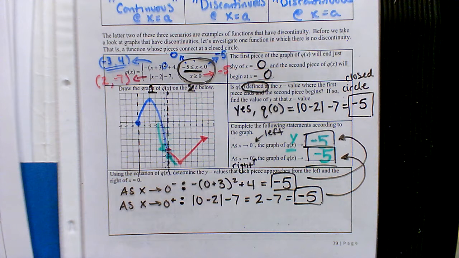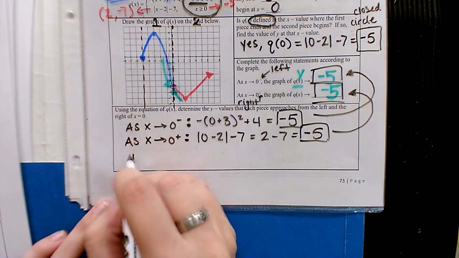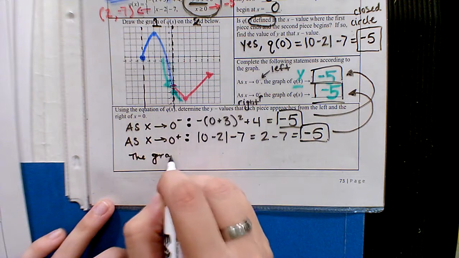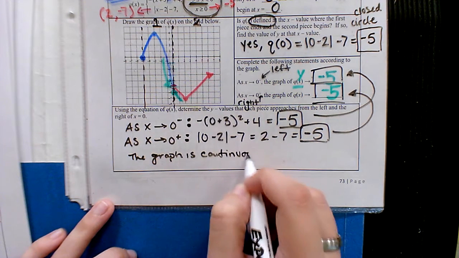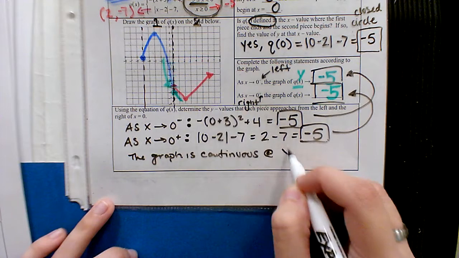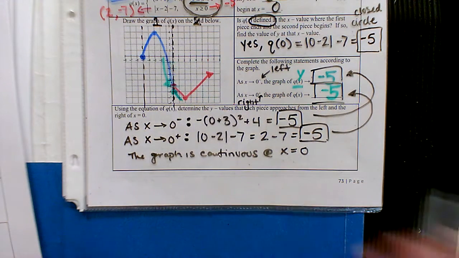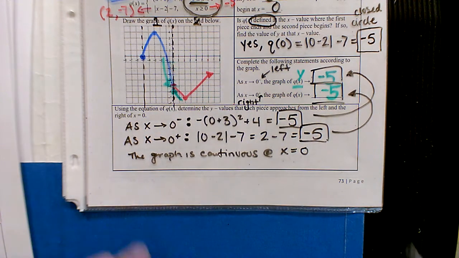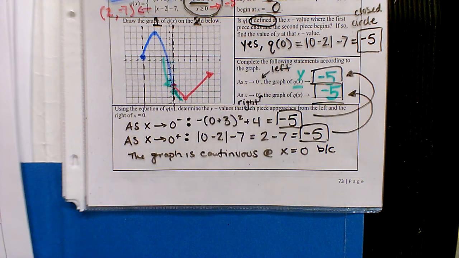Okay, so let's go ahead and make a formal statement, because we said that the graph is continuous at this x value of 0. Let's go ahead and say why. The graph is continuous at this x value of 0. Remember, that's where one graph ended and the other one began. Because, what might you want to say?